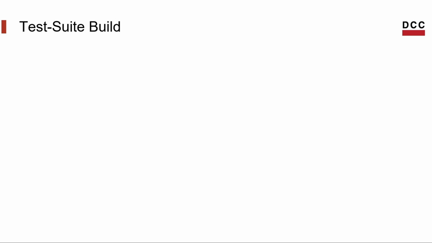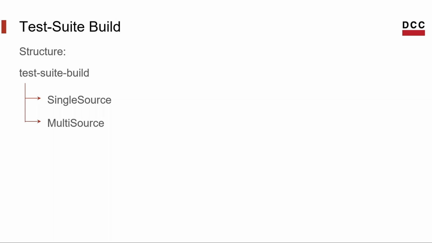Let's understand what we have in our hands. The structure of the test suite build is the following. We have a single source folder. Inside this folder, we have programs that are a single source file, so they are simpler programs. And we have the multi-source folder. In this directory, we will find programs written in multiple source files, so we can find large benchmarks and whole applications here.